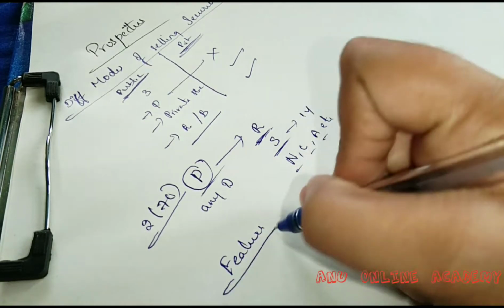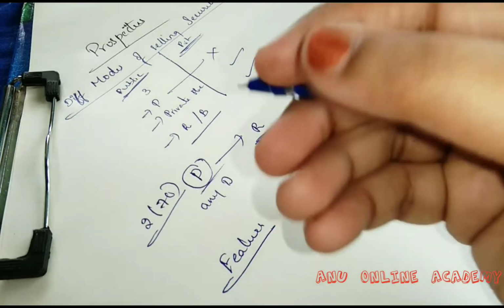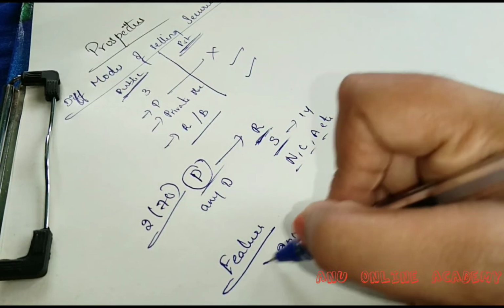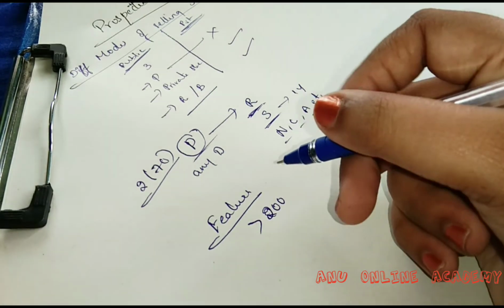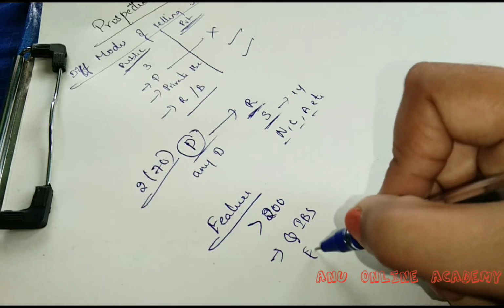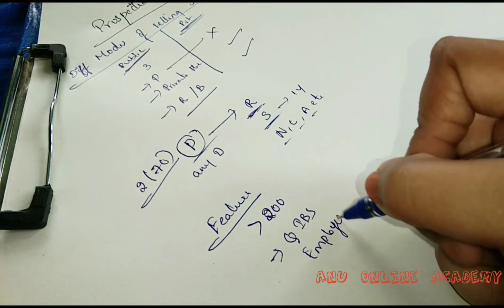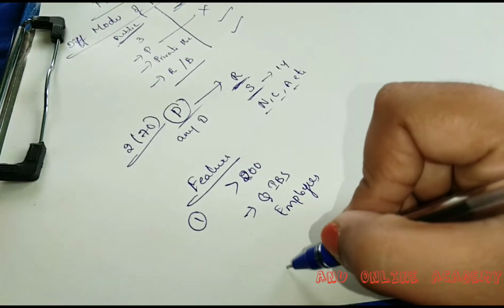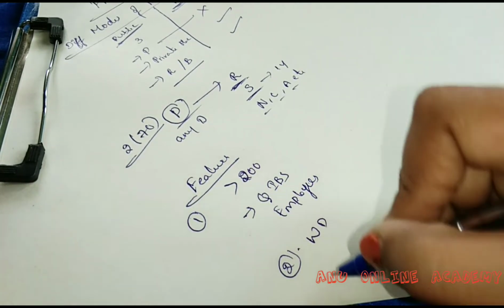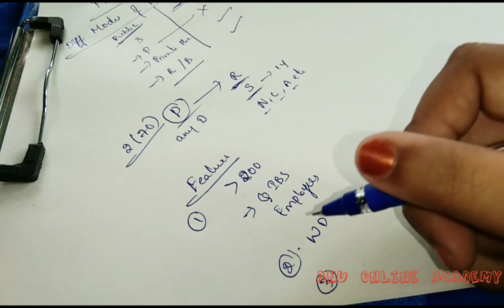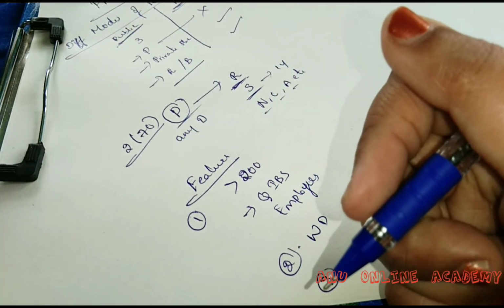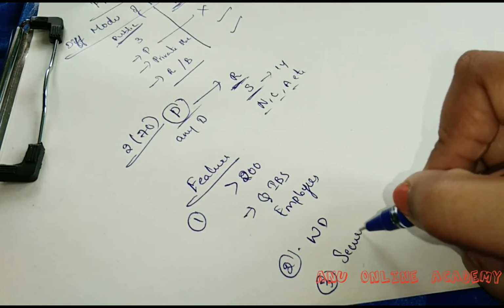And see the next one, features. A prospectus is issued to the public, that is, issued to more than 200 persons, but excepts QIBs and employees. And see the next one, in features, a written document. And the next one, purpose: the prospectus purpose is to invite the public for subscribing the securities.